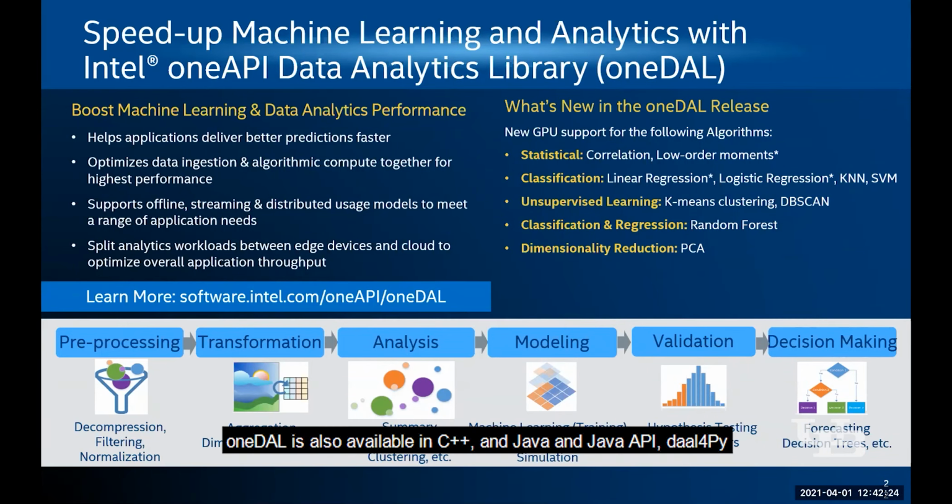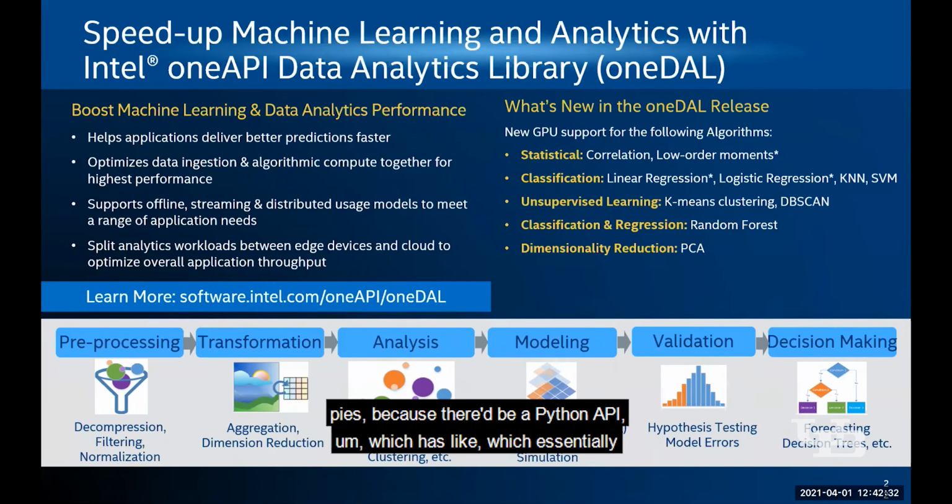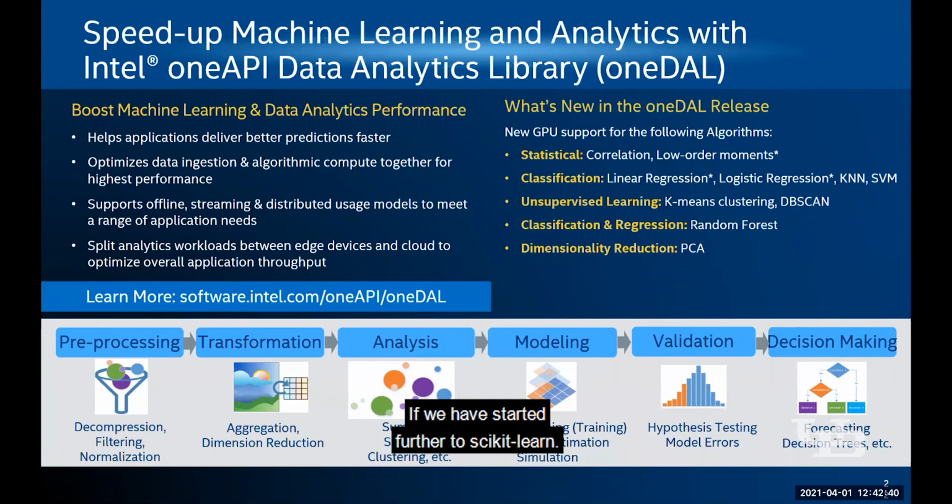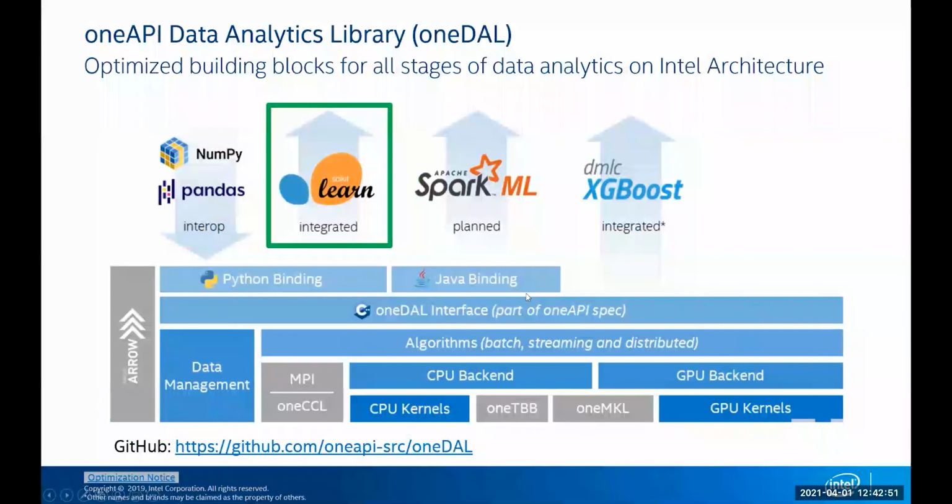$1 is also available in C++ and Java APIs. $for-pi is considered the Python API, which essentially takes the C++ optimizations, abstracts them out to Python, then we abstract it further to scikit-learn. But you can use these APIs as well for C++ and Java. However, we find that Python is the most popular, especially with scikit-learn.